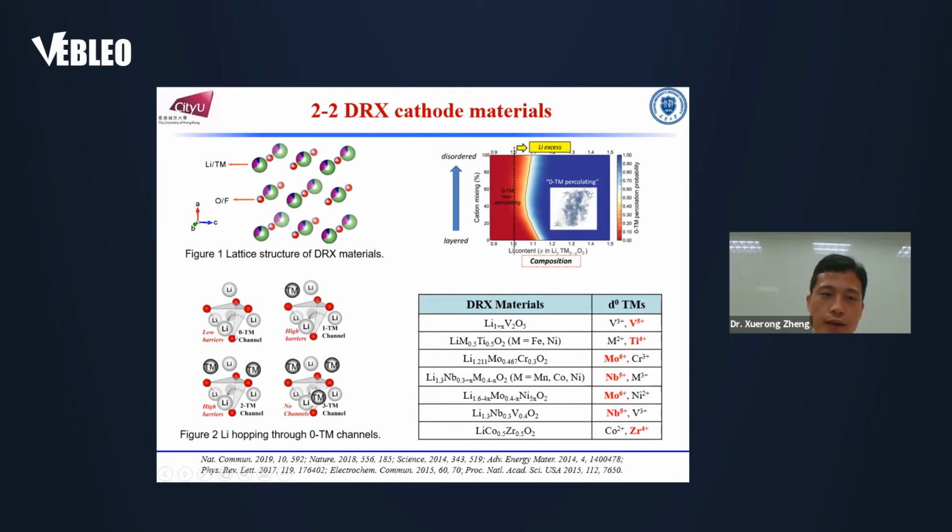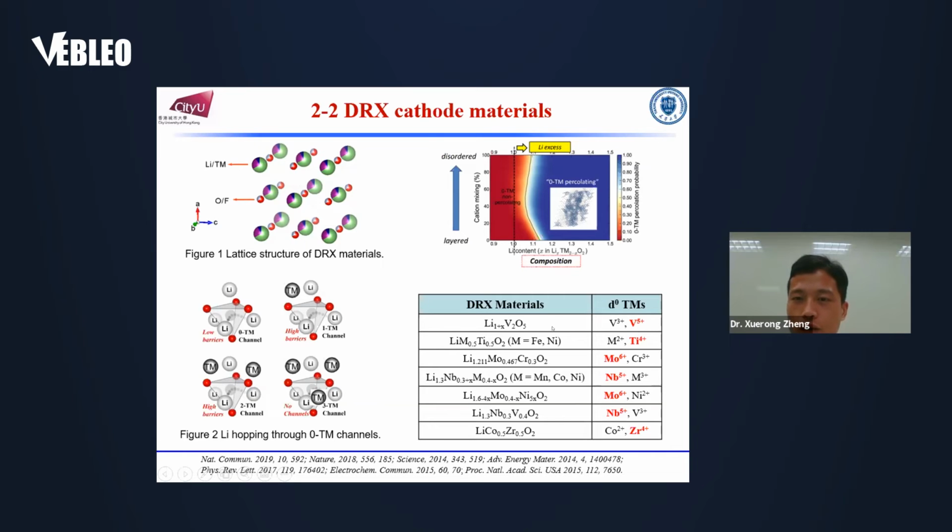And we can imagine that if the transition metals can connect one by one to form a percolation structure, then the lithium can transfer from this side to that side and to the other side when charging. And that is easier and with a lower barrier. So how to form the percolation structure? One calculation suggests that when the lithium excess is above 9%, then it can form the percolation structure. And these results are obtained from Professor Ceder's group at Berkeley.